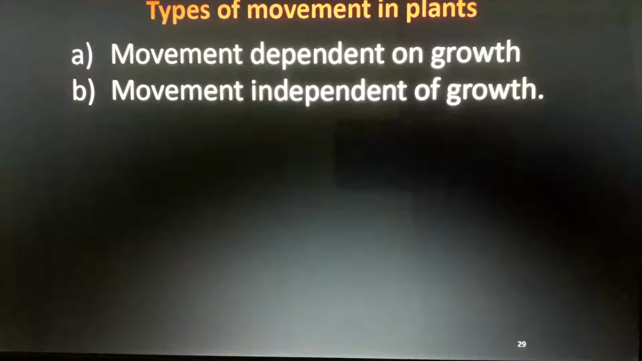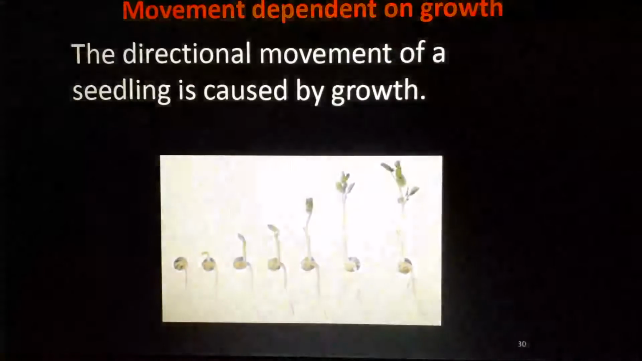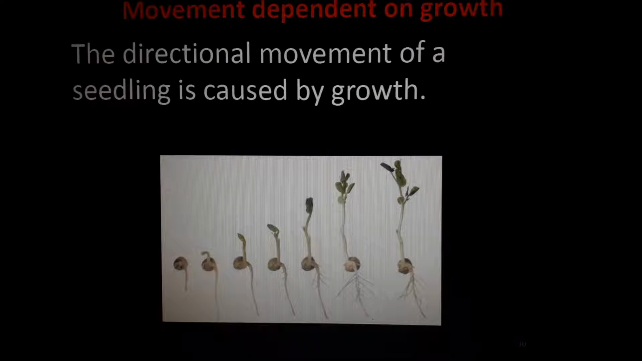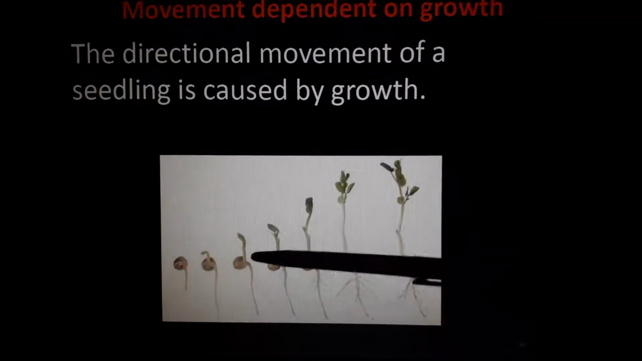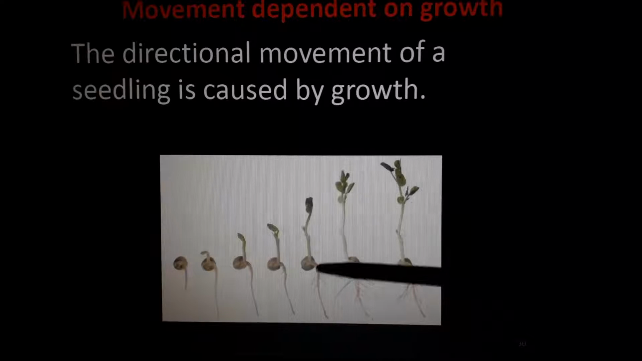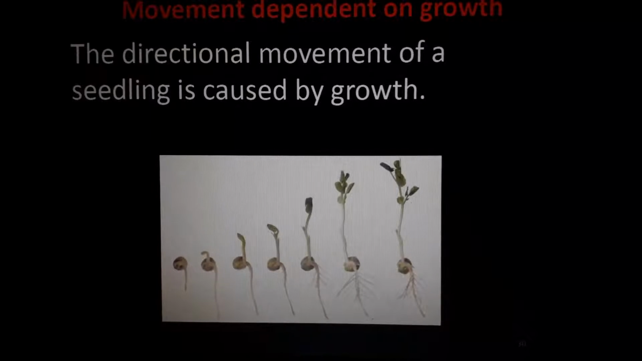So in plants, 2 types of movements are there: movement dependent on growth, and movement independent of growth. Movement dependent on growth means these hormones make the plants grow. For independent of growth, I will give one example. See, this is movement dependent on growth. The seedling, during the time of germination. This is a small seed. Which plant, I don't know. But slowly what will happen? This is day 1, day 2, day 5, 2nd week, 3rd week, 4th week, 5th week. See what is happening. Slowly the plant is growing.